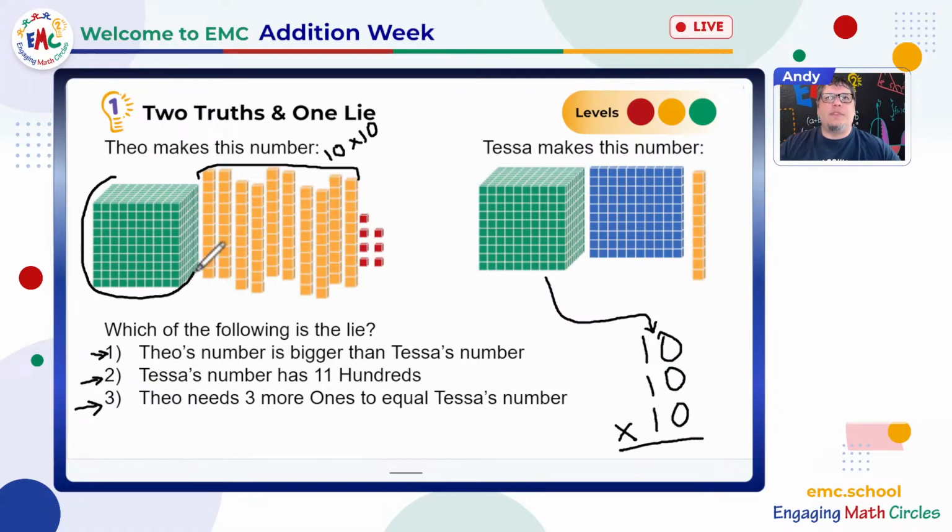So 10 times 10 times 10 gives us 1,000. And 10 times 10 is 100. And then we have 7 little ones. So if I put all those together, Theo makes the number 1,107.